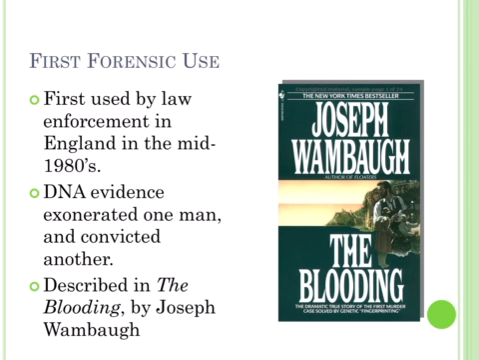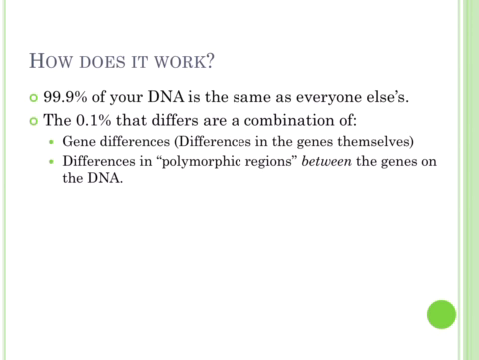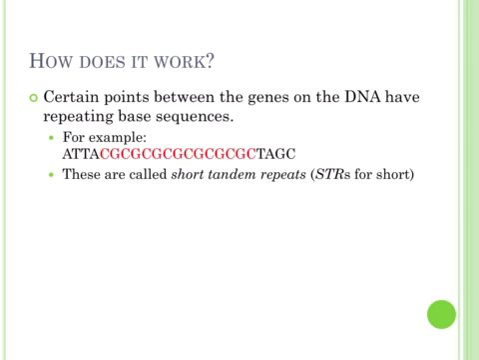consistently accurate methodology. So 99.9% of your DNA is the same as everybody else's. Okay, we have 0.1% that differs. This is a combination of gene differences, so the difference between the alleles of blue eyes versus brown eyes, or the ability to curl your tongue or not, or whether or not you have a widow's peak, right? Those sorts of things. And then there are differences in polymorphic regions between the genes of DNA. Polymorphic just means many forms. Okay, which you'll see what we mean here in a second.